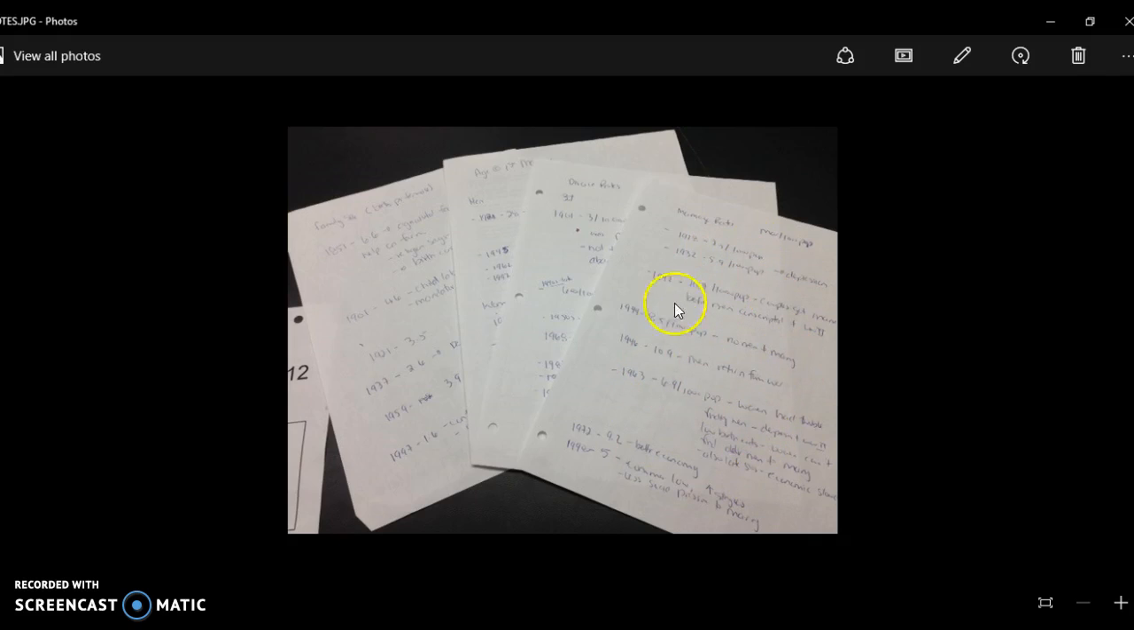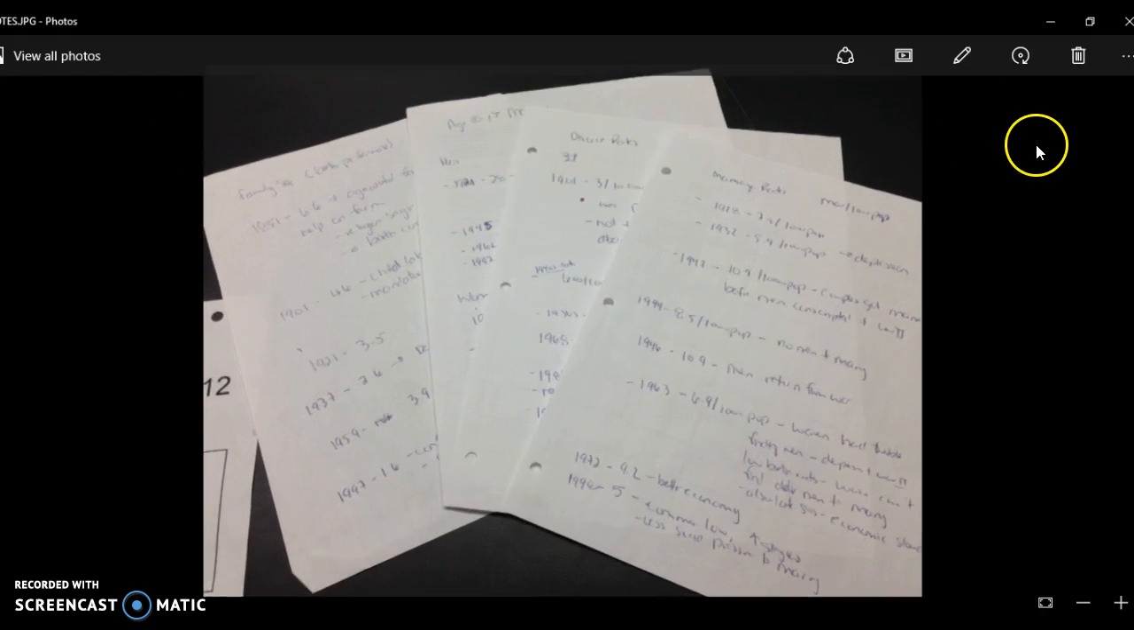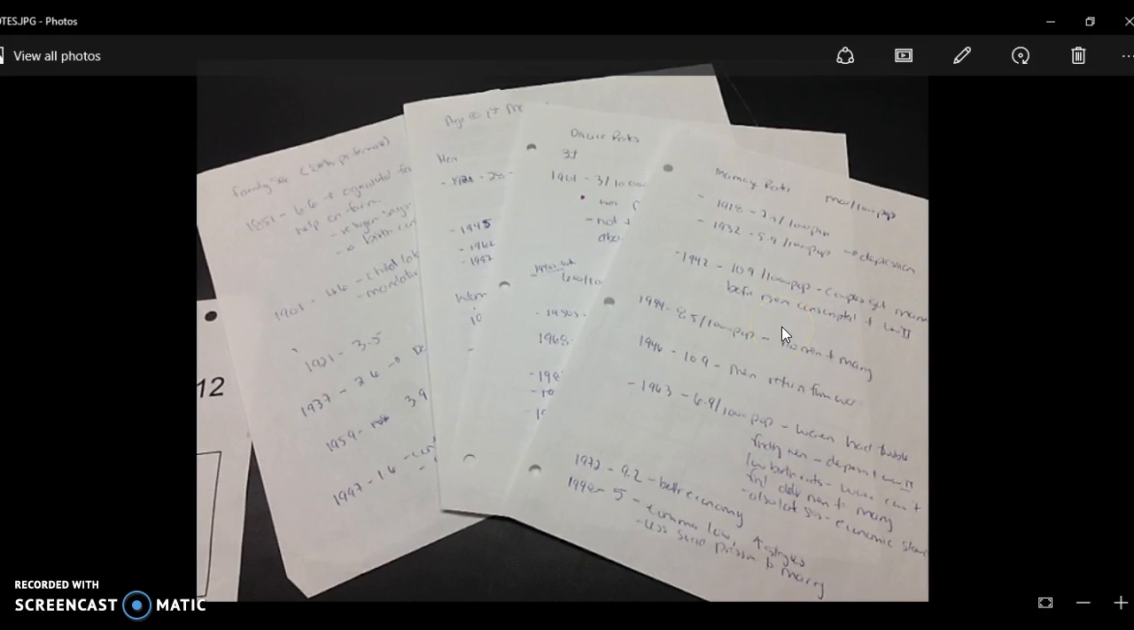It doesn't matter that you can't read my handwriting because it's not very close up. My handwriting is horrible, so even if you could see it better, you wouldn't be able to really read it or understand it. In any event, there are years, numbers, and then reasons why these different statistics are going up and down over time.